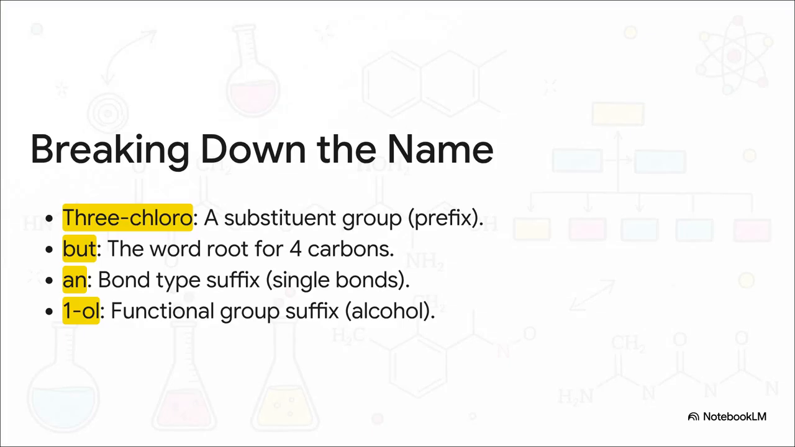Let's use our address analogy here. The 3-chloro part, that's like a decoration on the outside of house number 3. The middle part, but, that's our street name. It tells us the main chain has 4 carbons. Then we've got ane, which is like the type of road. In this case, a paved road with all single bonds. And finally, 1-ol tells us there's a really special feature, an alcohol group at house number 1. See? Each piece has a job.